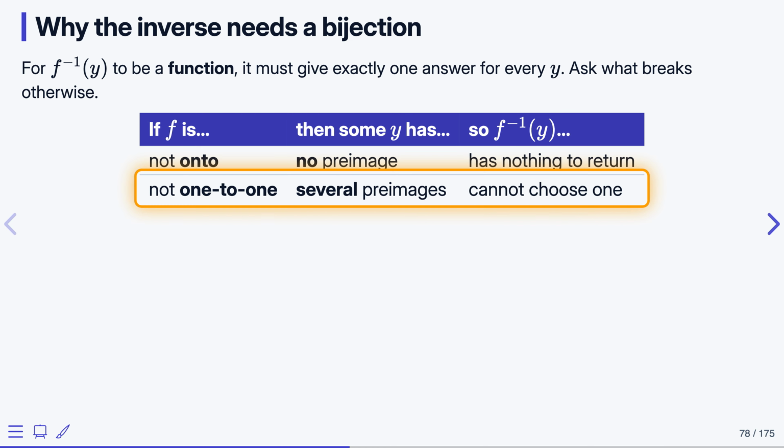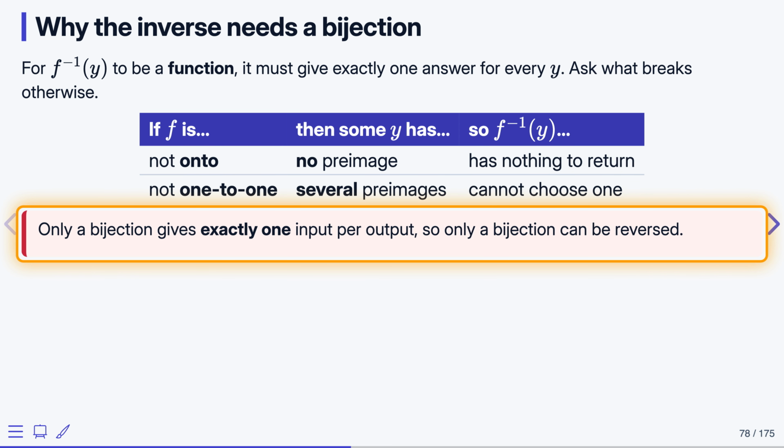Second case. Suppose f is not 1-to-1, then some y has several preimages. 2 or more inputs both landed on it. So f inverse of y cannot choose between them, and again the rule breaks down. Only a bijection avoids both traps. It gives exactly one input for each output, so only a bijection can be reversed.